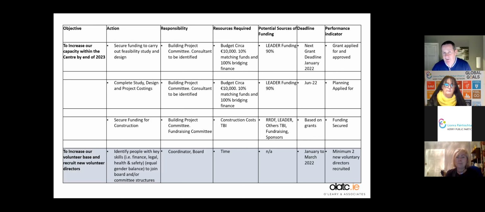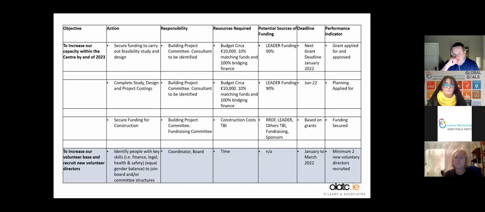The resources required: unless they're paying a director, they basically have no financial resources. It's purely time. So who's got the time to go out there and find these people? The source of funding is not applicable because there's no funding required. And then you set a deadline.